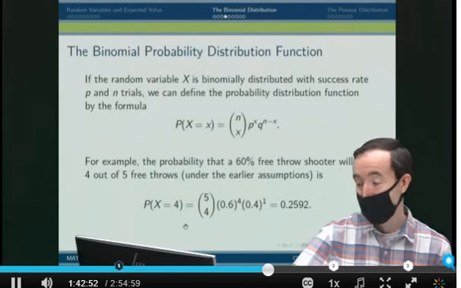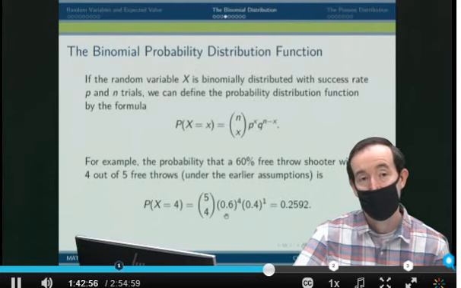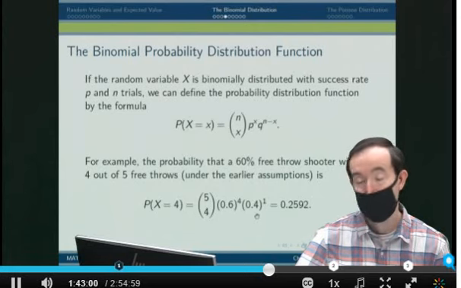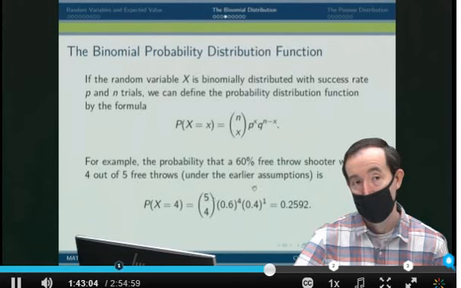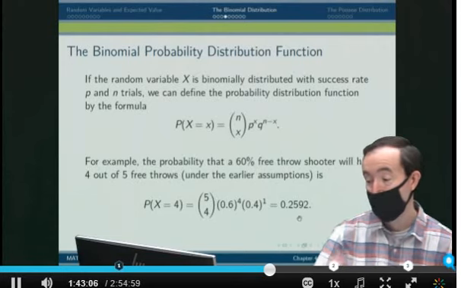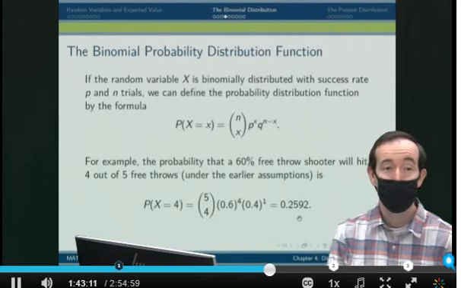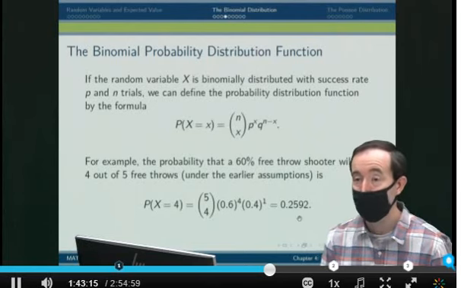In each of those cases, the 4 hits have a 60% chance of happening each, so that's 0.6 to the 4th, and the 1 miss has a 40% chance of happening, so that's 0.4 to the 1st. When you multiply all of that out, you get 0.2592, which means there's a little bit more than a 25% chance, almost a 26% chance, that this person will make exactly 4 of their 5 free throws.